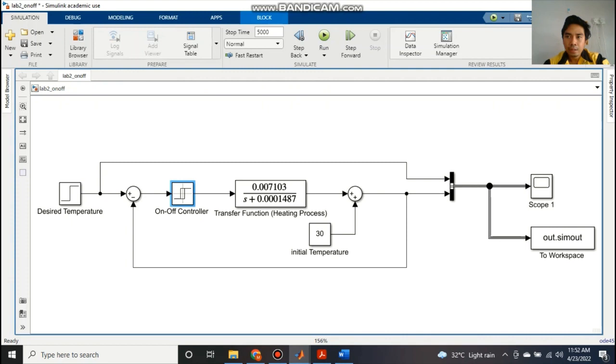Control laboratory for the experiment two, titled On-Off and Proportional Integral Derivative (PID) controller. I will show the first part of the experiment, for the on-off controller. This is the block diagram.